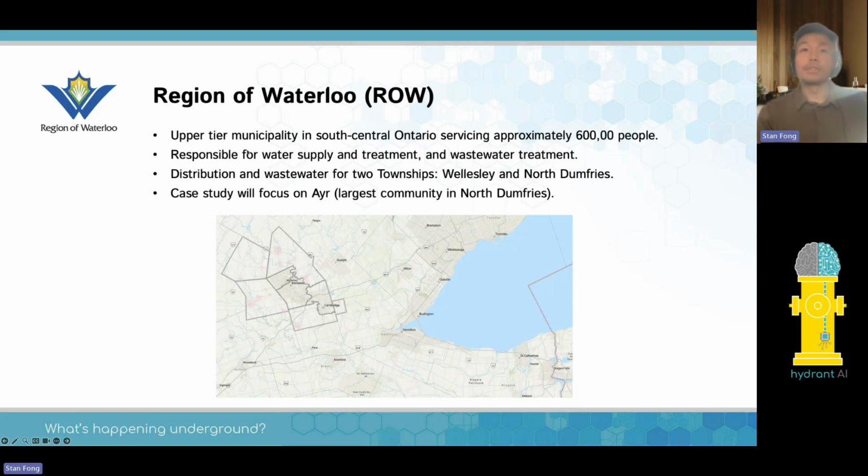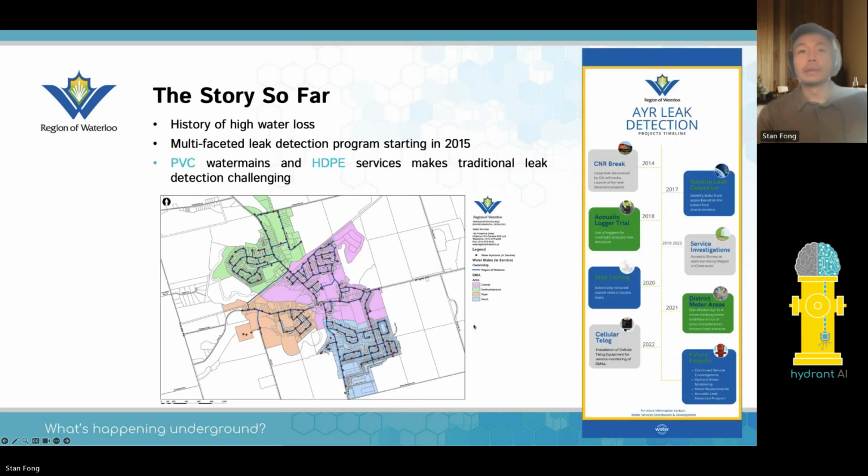The region itself services approximately 600,000 people, and they do water supply and treatment as well as wastewater treatment. So Ayr is right here, if you're familiar with the area. And a little bit of the story so far for them. So you can see they have a lot of PVC.